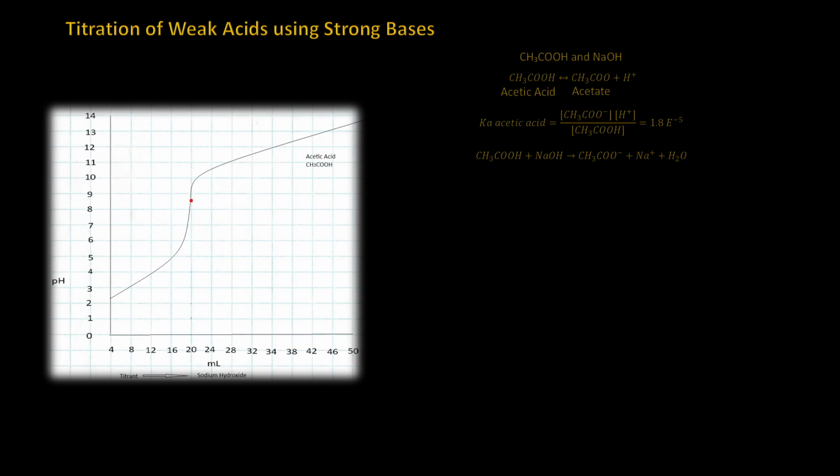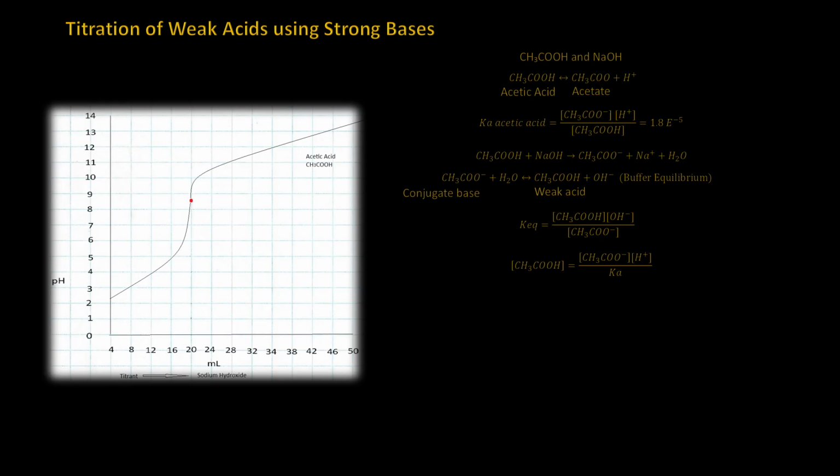There is also a buffer reaction that takes place. The acetate in solution reforms into acetic acid and hydroxide ions, as shown in the equation. The equilibrium constant is equal to the molar concentration of the acetic acid, multiplied by the molarity of the hydroxide ions, divided by the acetate. The equation can then be rearranged from the Ka equation for acetic acid to show the molarity of the acetic acid, which is equal to the molarity of the acetate, multiplied by the molarity of the hydrogen ions, divided by the Ka value.